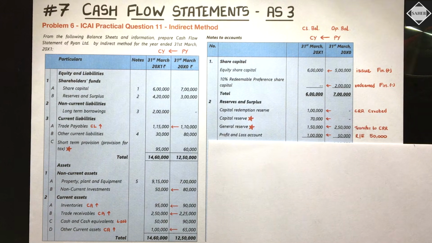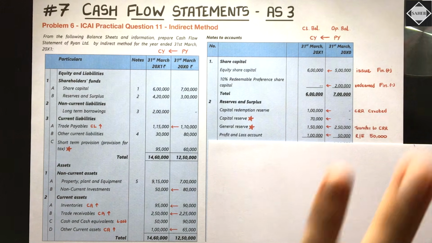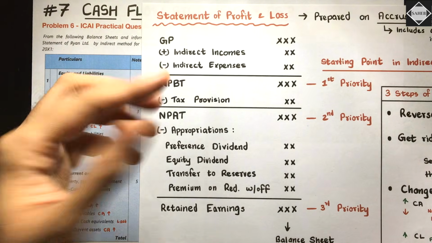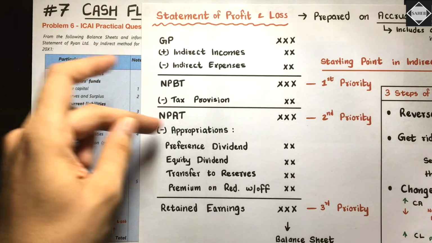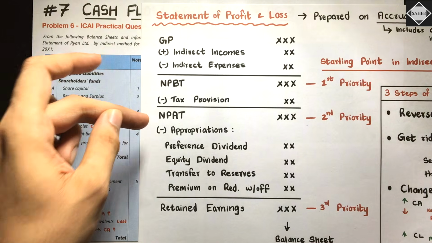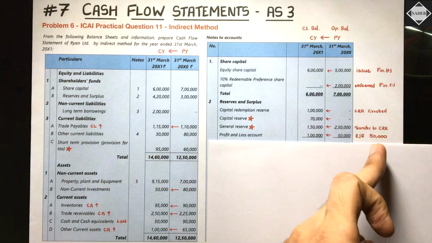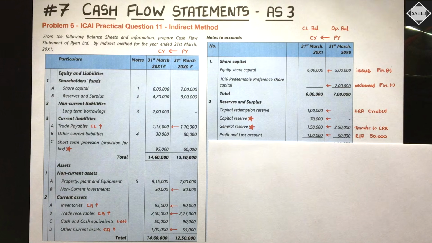You all know we have 3 starting points. We need net profit before tax. That's our first priority. But if it's not there in the question, we check whether we have NPAT, net profit after tax. If we don't have this also, then we have to start from retained earnings. And here we get that: the difference between the closing balance and the opening balance. 1 lakh minus 50,000 equals 50,000 retained profit. Clear? Okay, understood.